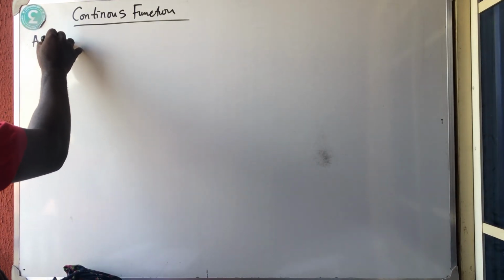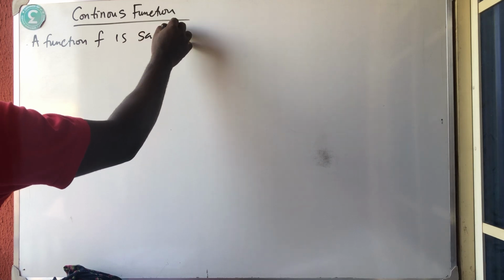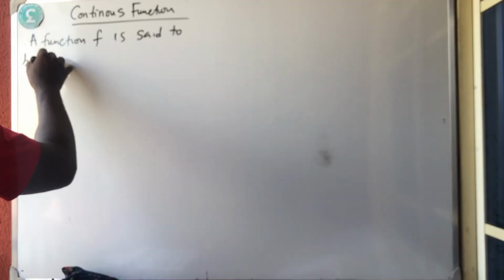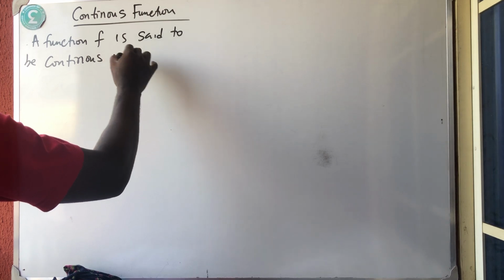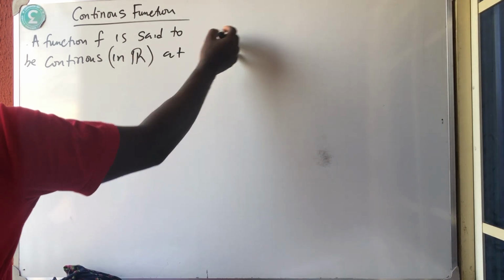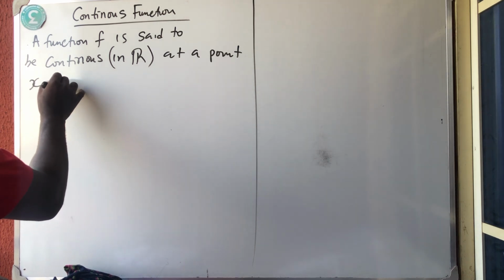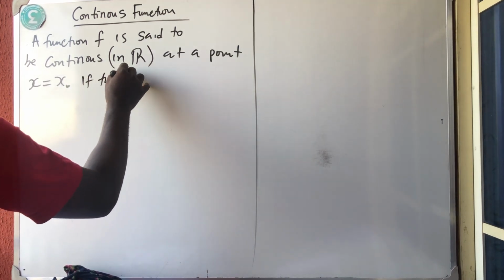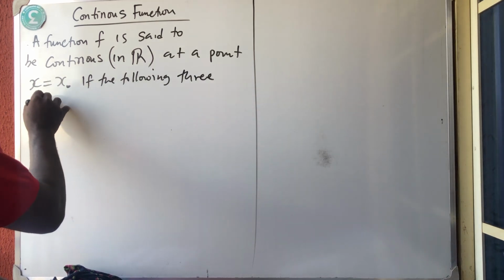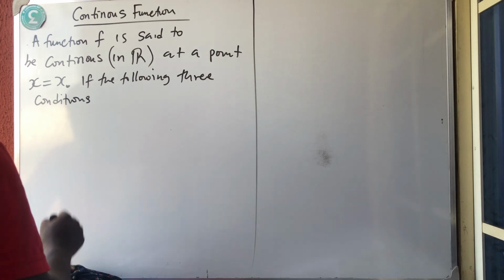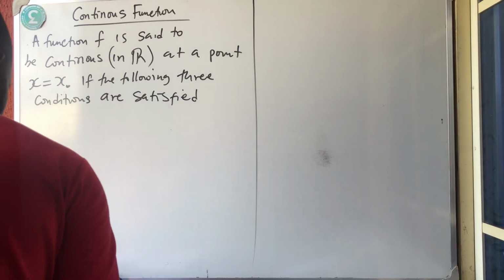They say that a function f is said to be continuous in R, in a real number, at a point x is equal to x naught, if the following three conditions are satisfied.